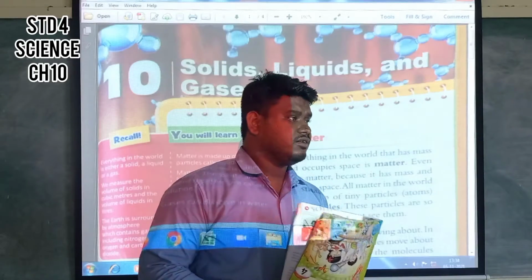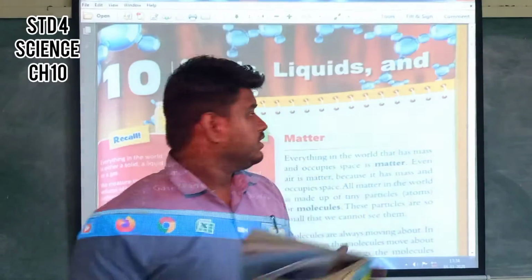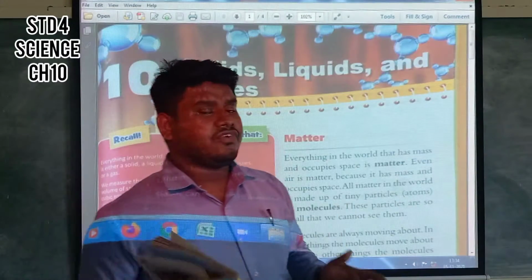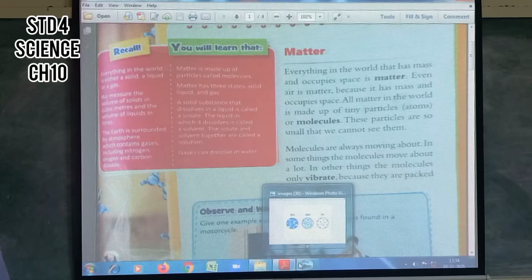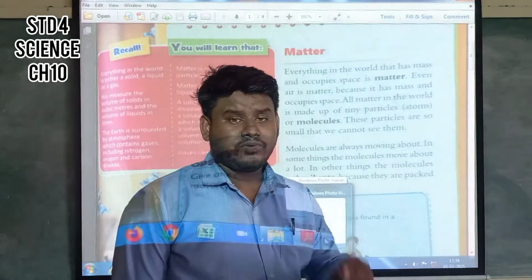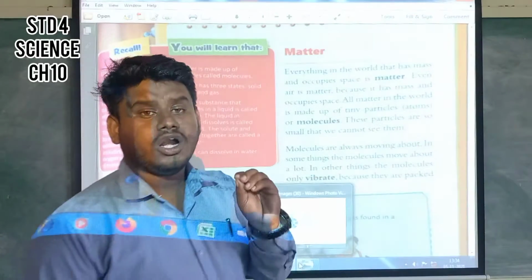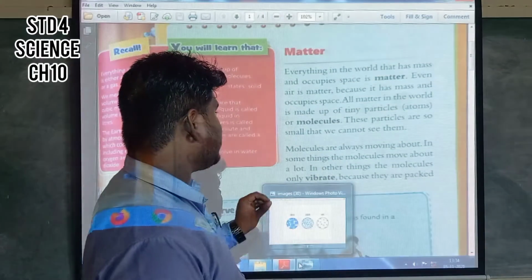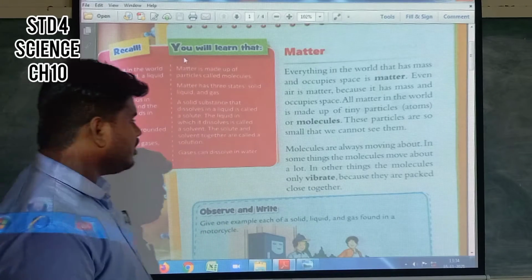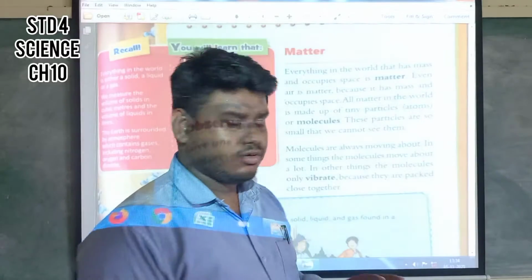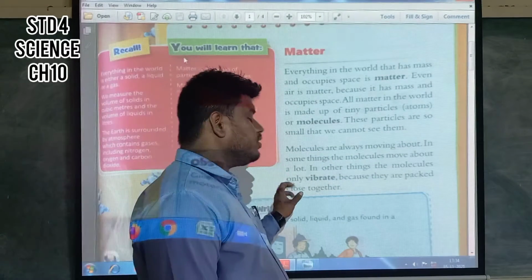And every matter remains in different states: solid, liquid, and gas. All matter in the world is made up of tiny particles known as atoms or molecules. These particles are so small that we cannot see them with the naked eye. Molecules are always moving about. In some things, the molecules move about a lot. In other things, molecules only vibrate.